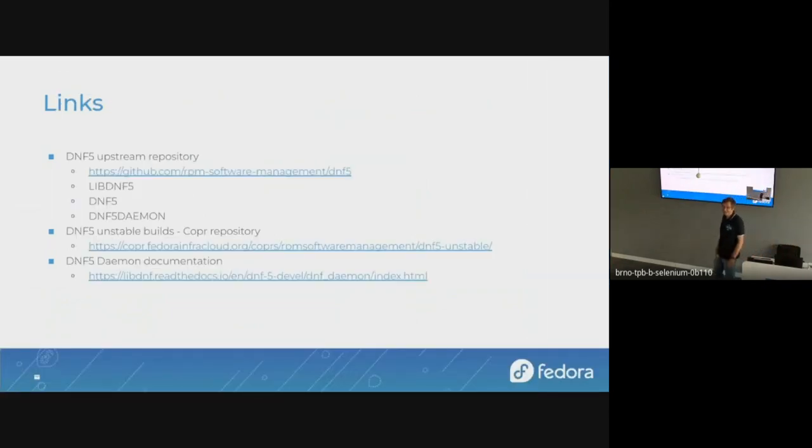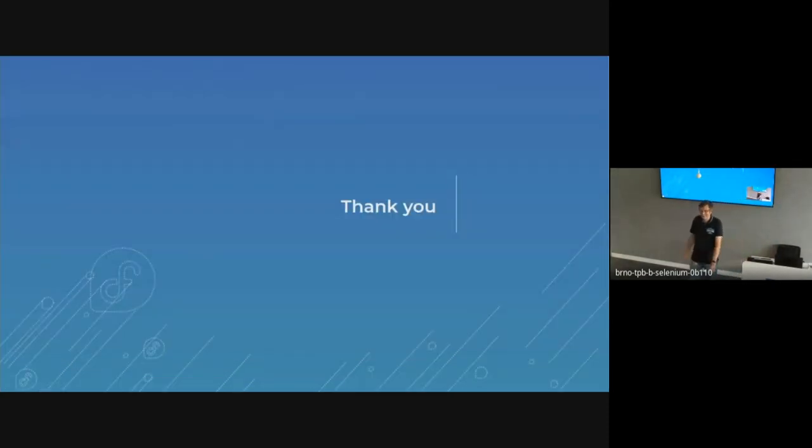Here are some links for the upstream repository. Our upstream repository contains all three major components. This means libdnf5, DNF5, and the DNF5 daemon. Also, we have a Copr repository with the unstable RPMs. I'm saying unstable because please don't use it for production. It's then up to you. And also we have documentation for the DNF5 daemon. And that's it. That's all from my side. Thank you very much for listening.